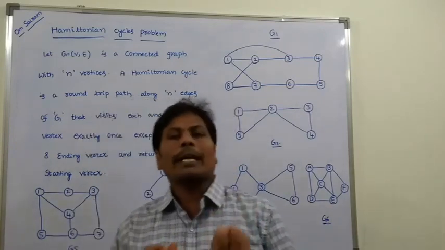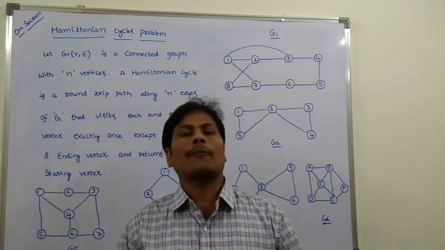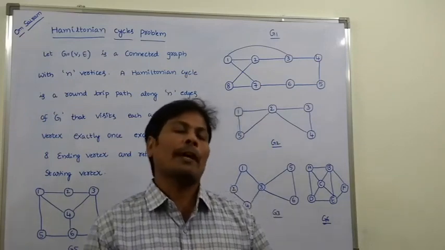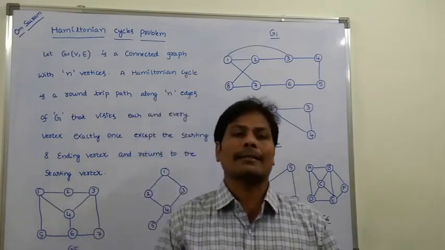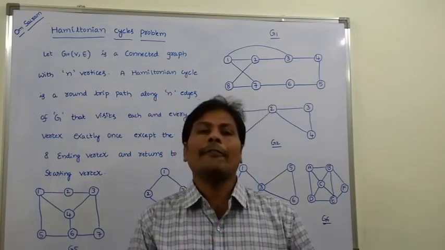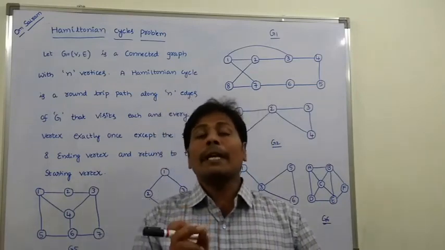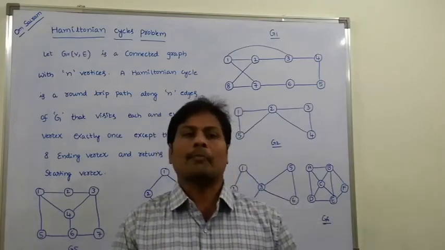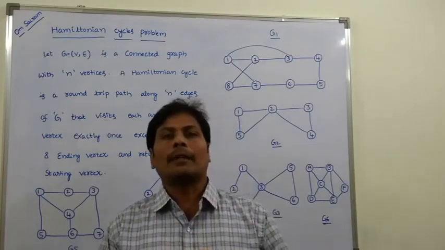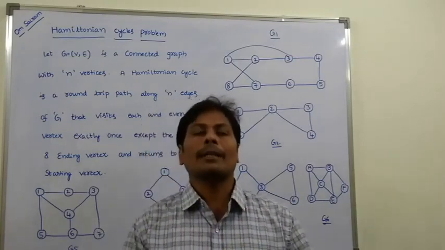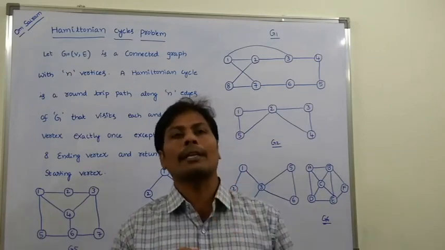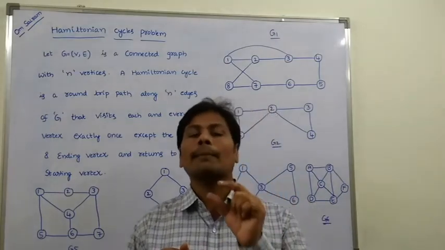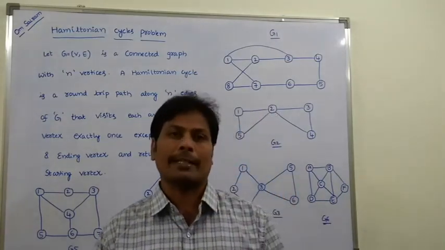Suppose we take a graph G, where G is equal to (V, E), V is the set of vertices and E is the set of edges. The given graph is a connected graph with n vertices. So what is a connected graph? A connected graph is one where, for any pair of vertices among the n vertices, there exists a path between that pair of vertices.